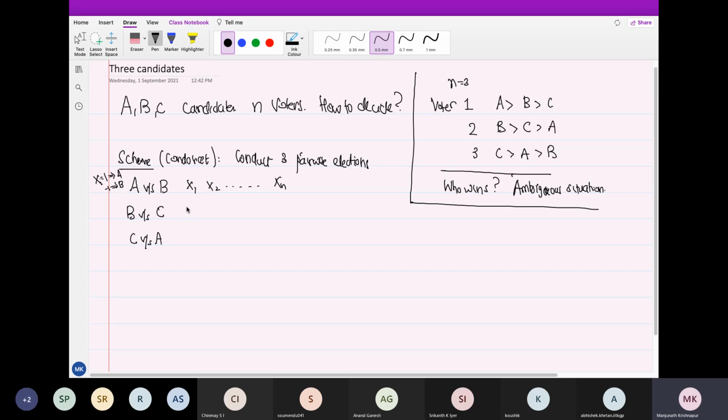Okay, for B versus C, let us say the voting is Y1, Y2, Yn. So here Yi equal to 1 means B and minus 1 means C. So always the first candidate is +1, second candidate is -1. That's how I write. And here, let's say Z1, Z2, Zn. So the proposed scheme is to conduct 3 pairwise elections and find a way to pool the results together.